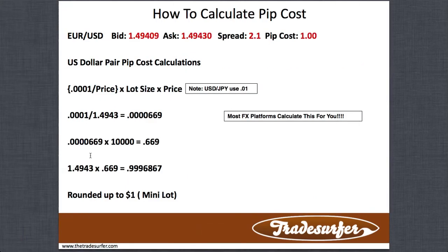Now, most trading platforms are going to calculate this for you, so you really don't need to know how this is done. But I'll just leave this up here for a second. If you want to calculate the pip size, and this is a euro US dollar, you take 0.0001 divided by the price times the lot size. So if you're using a mini lot, it would be 10,000 times the price. Notice the difference there if you're using the Japanese yen. And then you've got the calculation here. And when this gets rounded up, you find out that a mini lot, the pip is worth $1. Again, though, most platforms are going to do this for you, so you don't have to actually calculate this. But this is how it's done, kind of behind the scenes.